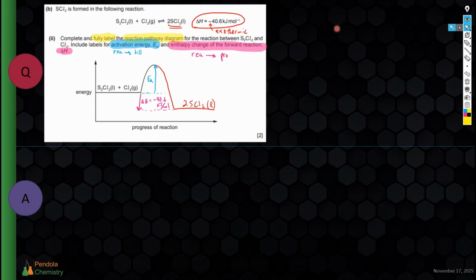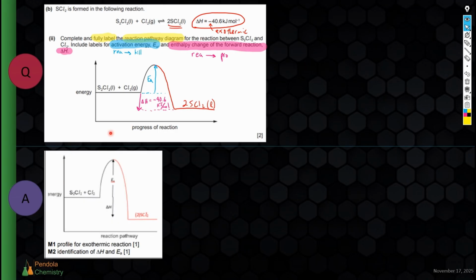All right. So if we look at the mark scheme here, you'll see that we have the rest of that shape of the energy level diagram. We have our products SCl2 here. We didn't need the state of matter, but it doesn't matter. We didn't really need the coefficient, but again, it doesn't matter. If we can include it, it's positive grading as long as we have the SCl2 here.